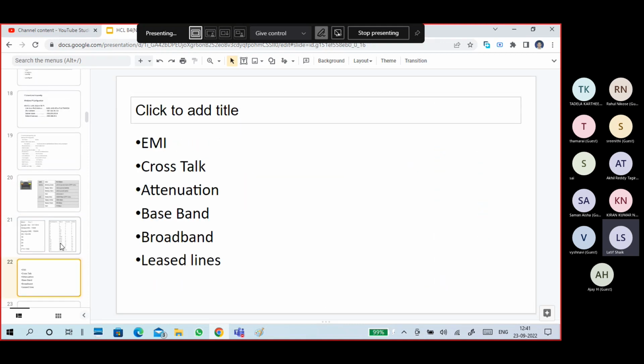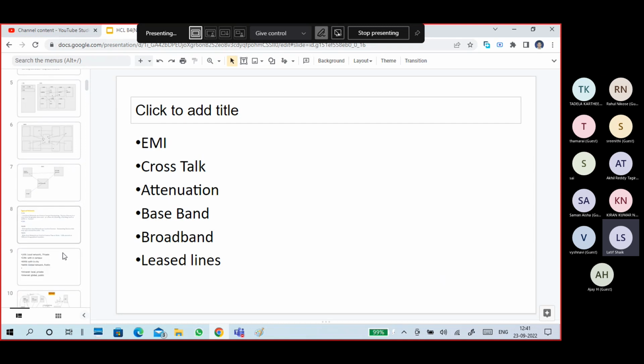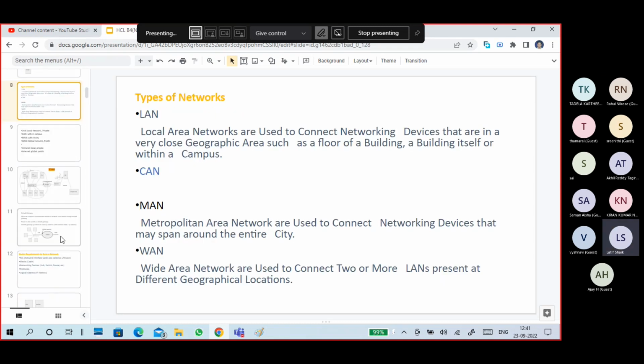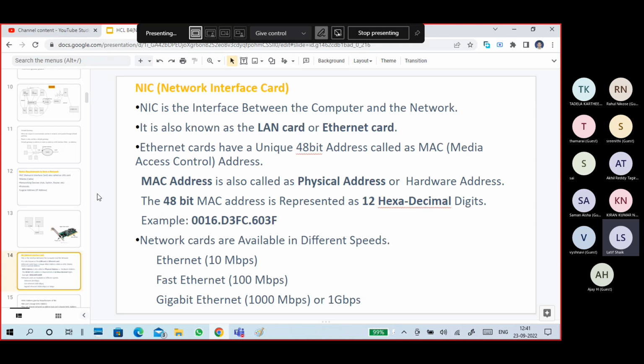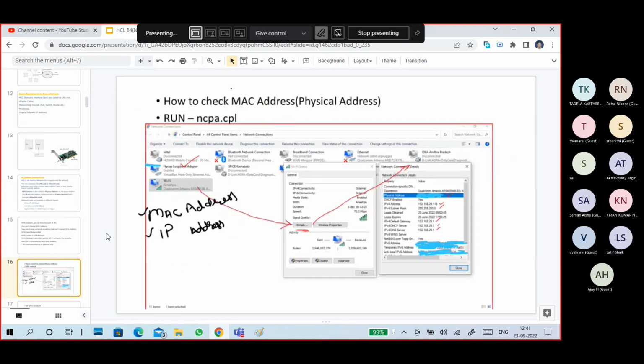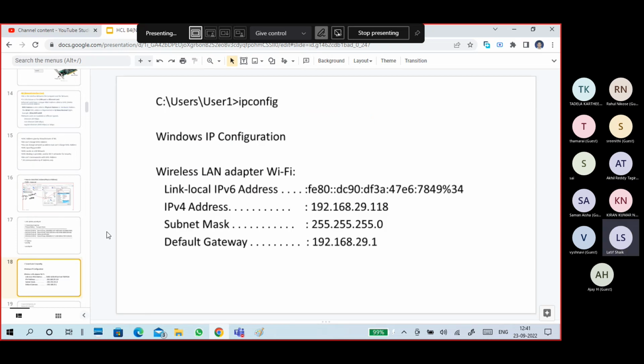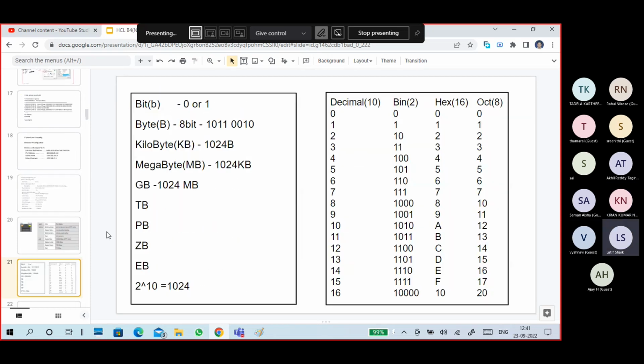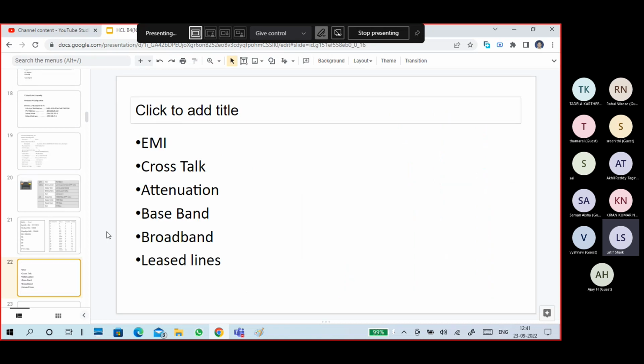That is everything up to the NIC part. Okay, this is up to NIC. Guys, you understand about NIC: network interface card, LAN card, Ethernet card, fast Ethernet card, Gigabit Ethernet card, and MAC address, and how to check the MAC address. Understood up to now? Yes, sir. Very good. Okay, so I think I explained very slowly. Compulsorily, each point is very important, guys.